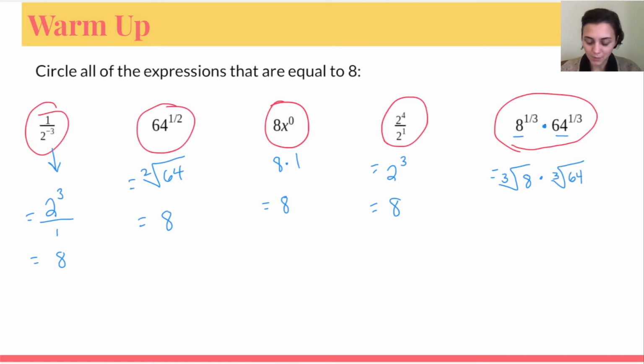And you should start memorizing what these roots are. The cubed root of 8 is 2. The cubed root of 64 is 4. Those are ones that you should just know. So 2 times 4 is 8. There you go. That was kind of a tricky warm-up because they were all equal to 8.